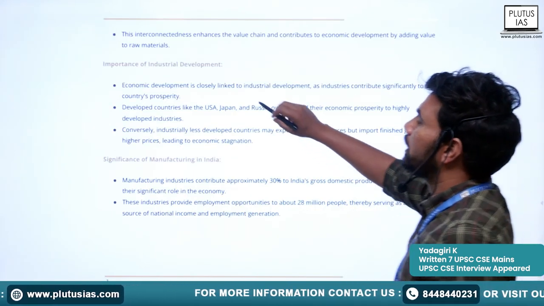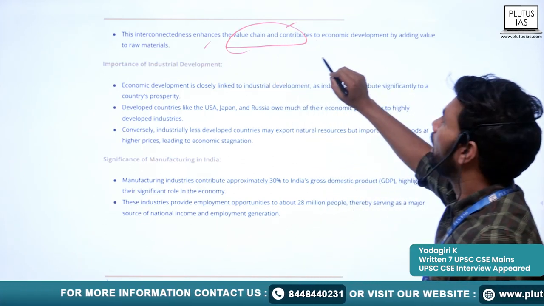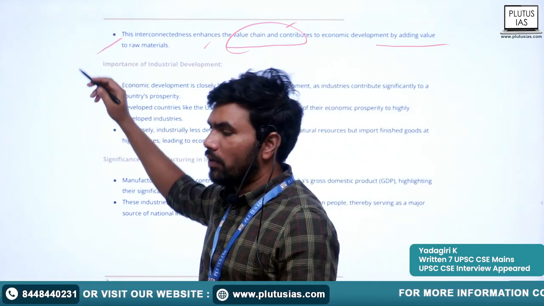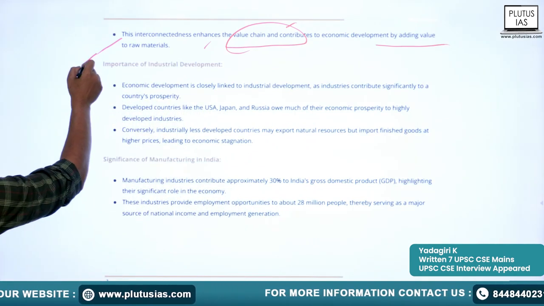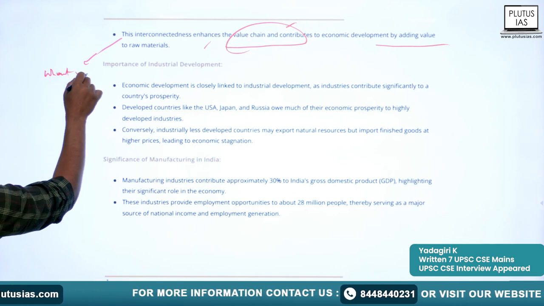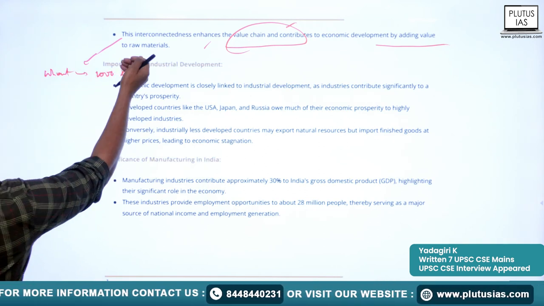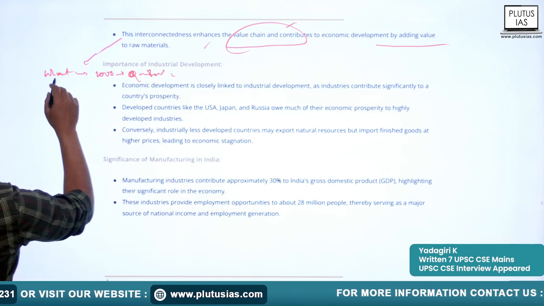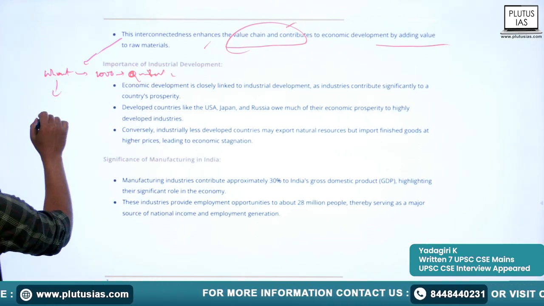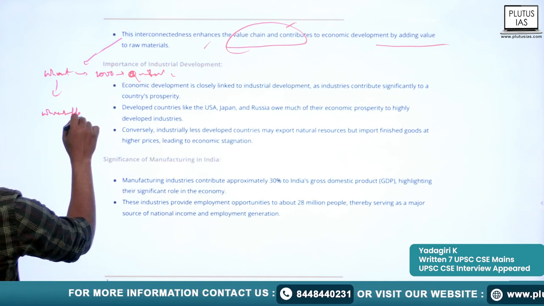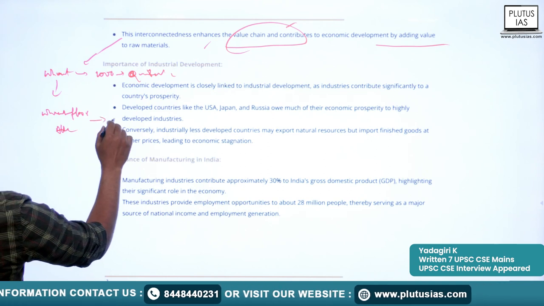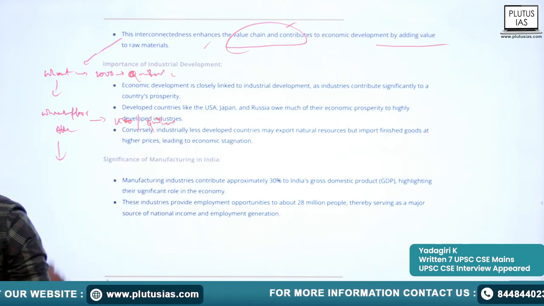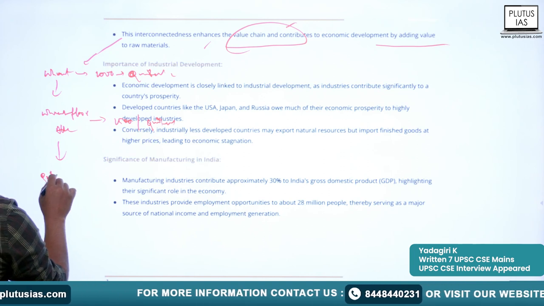Right. So this interconnectedness enhances the value chain and contributes to economic development by adding value to the raw materials. So in this way, value will be added to the raw materials. Same example: first wheat is there. Let's say, for example, 1000 rupees per quintal. Quintal example I am taking. So when this wheat is converted into wheat flour or atta, let's say it is 1500 per quintal. Let's say this atta is converted into roti or chapati.